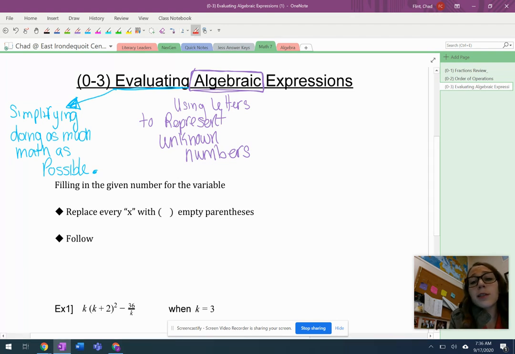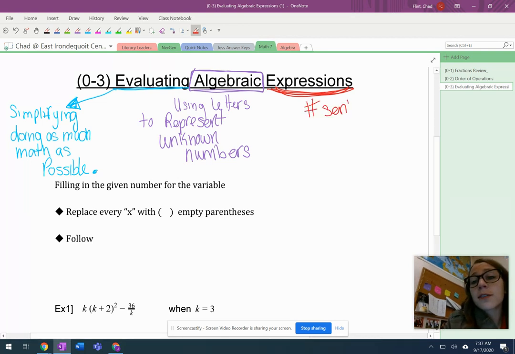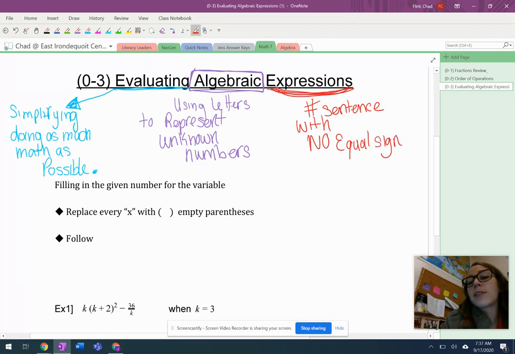And finally, the last part of our title here, expressions. What is an expression? What makes an expression maybe different from an equation? So an expression is simply just a number sentence with no equal sign. It does not have an equal sign. If it has an equal sign, that makes it an equation, whereas without the equal sign, it's just an expression.